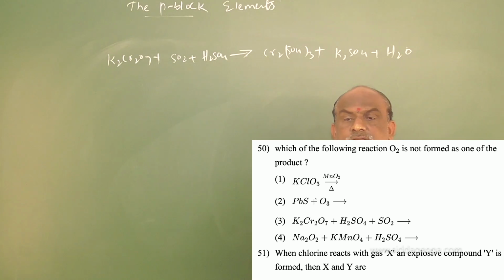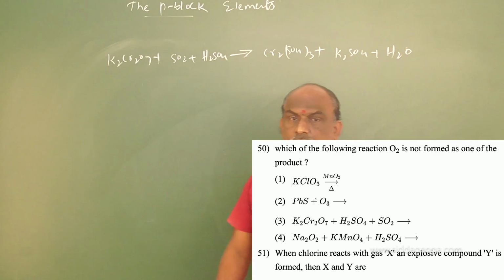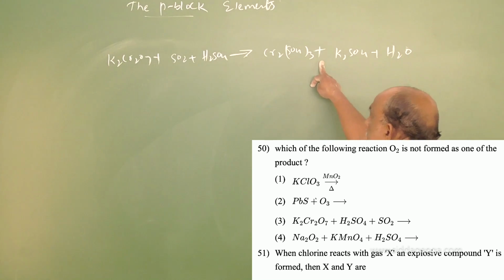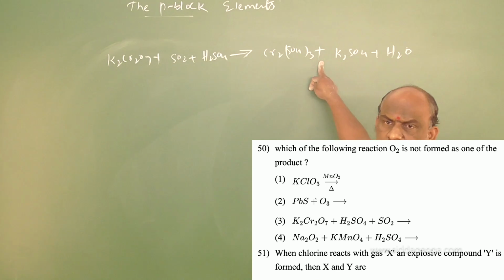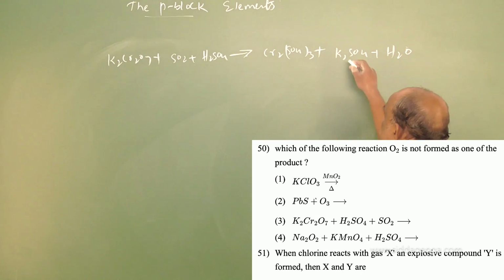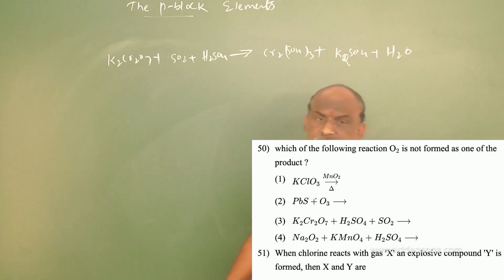Except the third one, potassium dichromate. Potassium dichromate treated with sulfuric acid plus SO2 gives chromic sulfate, Cr2(SO4)3, plus K2SO4 plus H2O. So in this example there is no expectation of dioxygen. The remaining all will liberate dioxygen except option number 3. So option number 3 does not liberate dioxygen.